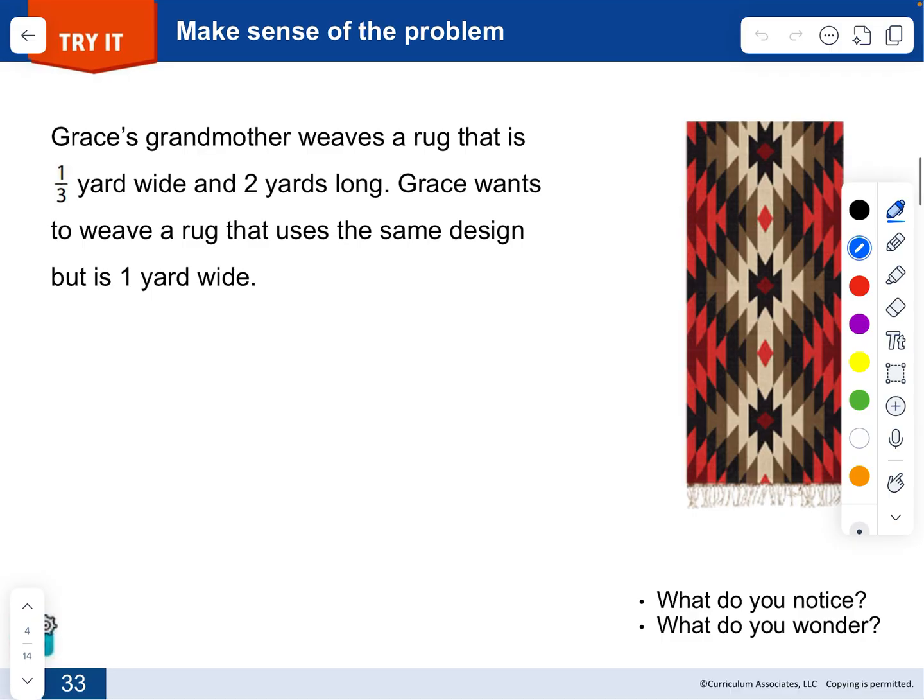And now the try it on page 33. Grace's grandmother weaves a rug that is 1/3 yard wide and 2 yards long. Grace wants to weave a rug that uses the same design but is 1 yard wide. What do you think the question is going to be? Do you notice anything that we might use right now?